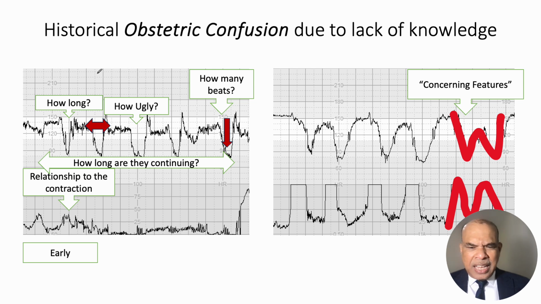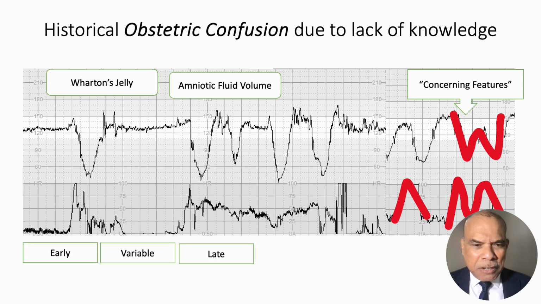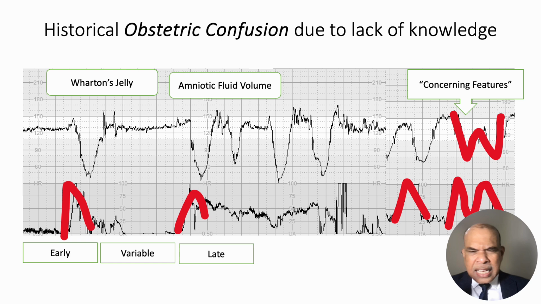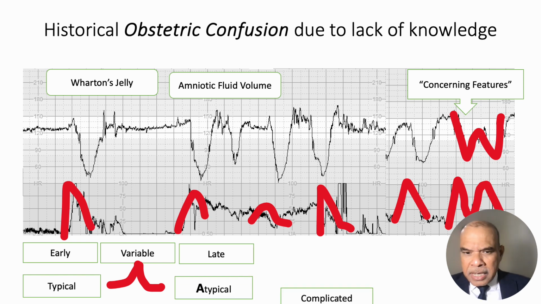So here we didn't understand it, so some started calling them names: early, variable, late. Then they couldn't understand the variables like Wharton's jelly and the amniotic fluid volume, and nothing was done. Lack of understanding led to panic, and they didn't understand why these decelerations are so different. So due to confusion, we now had to bifurcate variable decelerations into typical and atypical.